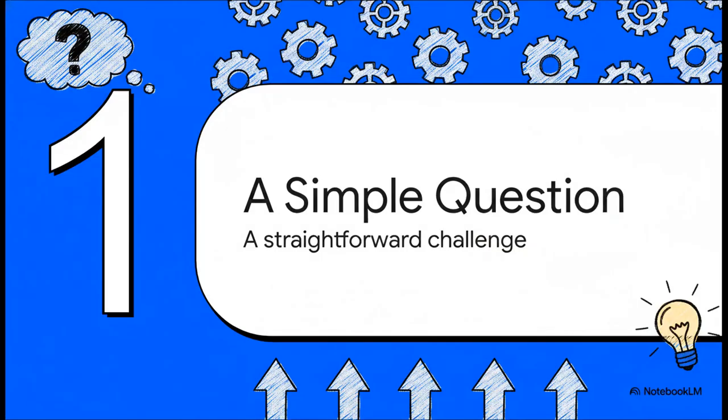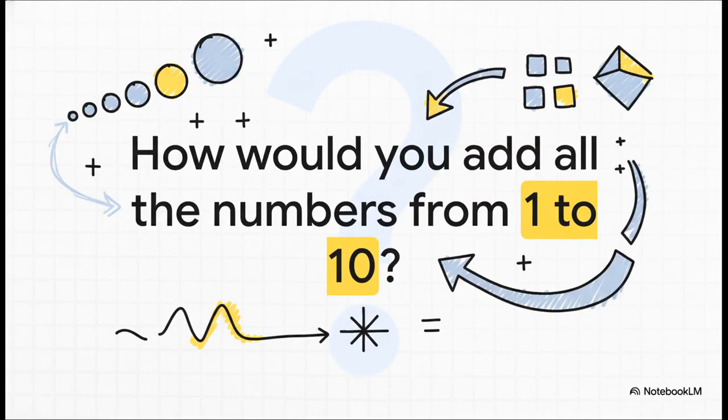Okay, so first up, what looks like a pretty straightforward challenge. So here it is. How would you add up all the numbers from 1 to 10? Go on, think about it for a second. Your gut instinct is probably just to add them up one by one. But what if I told you there's a faster way, a smarter way to get the answer?